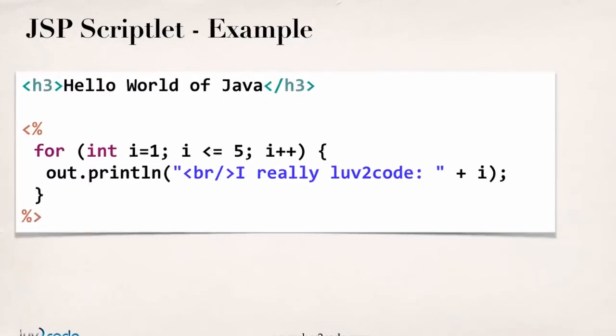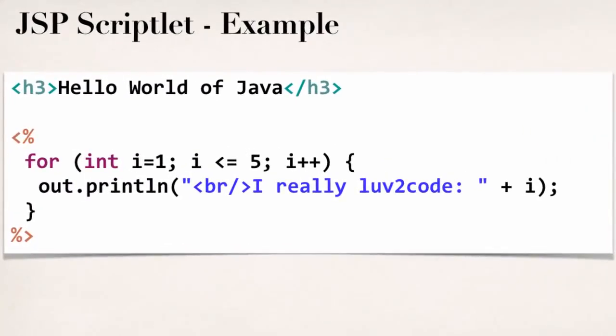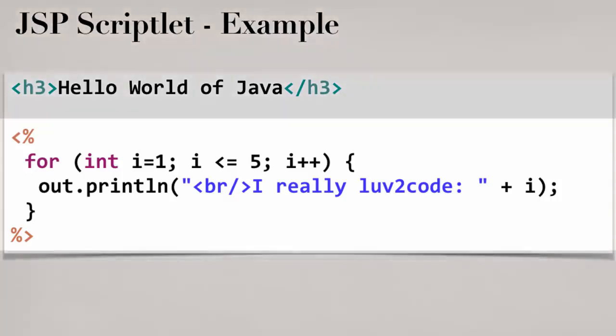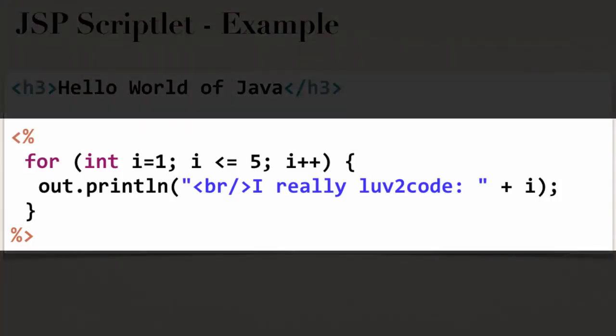Let's look at a code example. So very basic example here, hello world of Java, and then I'll add a scriptlet. Again, angle bracket %. Once you're inside of the angle bracket %, then you can start writing real Java code. So what I'd like to do here is set up a for loop. For int I equals 1, I is less than or equal to 5, I plus plus. And I'd like to print out, I really love to code.